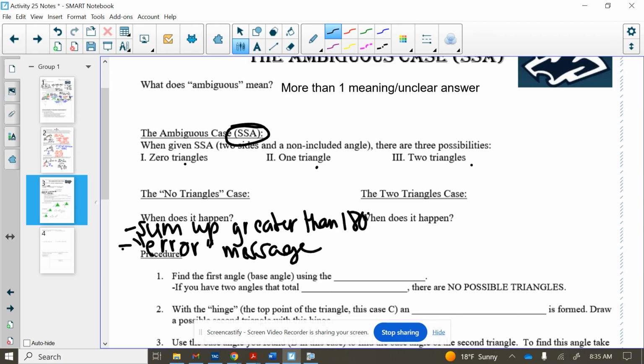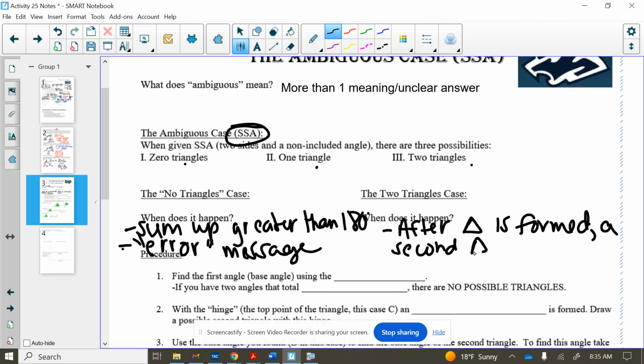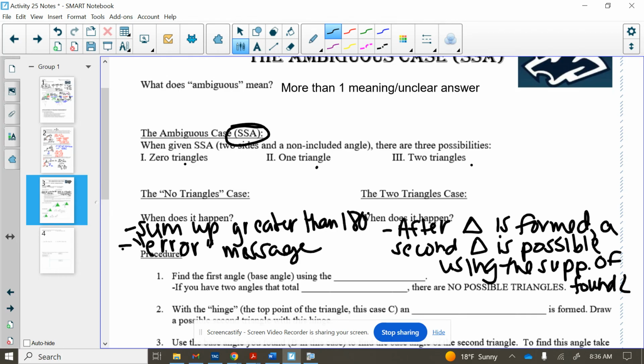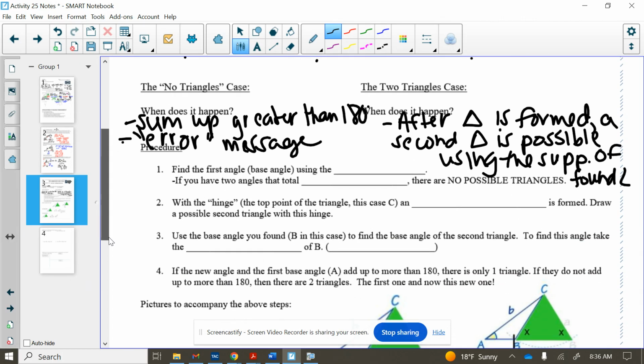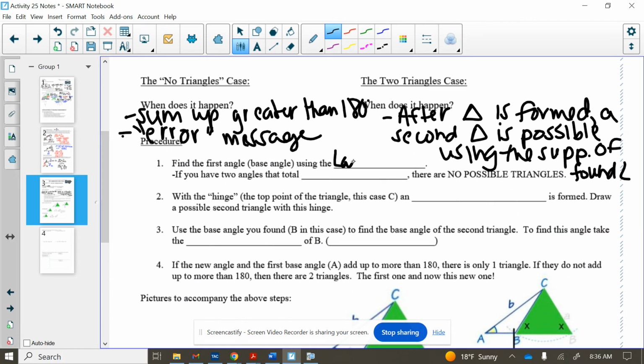Two triangles is going to happen when, after we solve and form at least one triangle, a second triangle is possible using the supplement of our found angle. So we'll see how that works out. Okay, so again, you're basically going to go through and complete the problem like you normally would. You would use your law of sines.